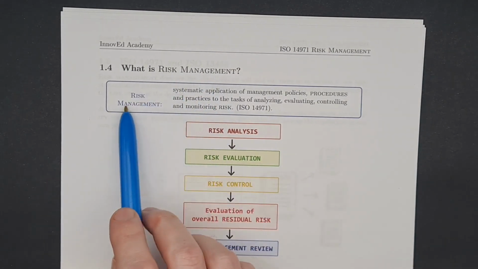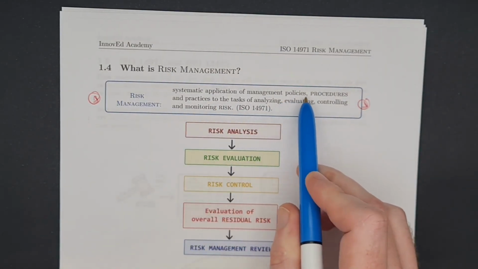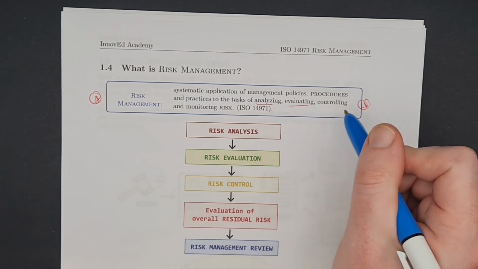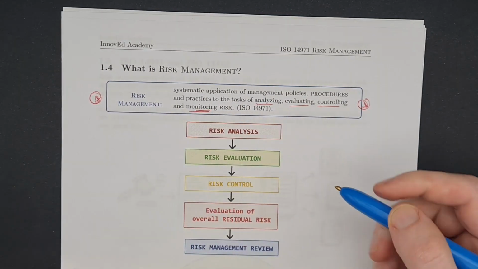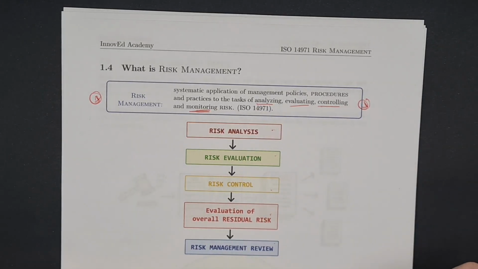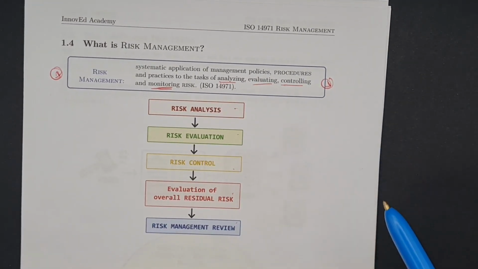And so we have our definition from the previous lesson: the systematic application of management policies, procedures, and practices to the tasks of analyzing, evaluating, controlling, and monitoring risks. So we can see it's kind of a step-by-step process, and these are the major elements of it. We're going to walk through this with a bit of an example to help you gain a more intuitive grasp of what exactly we mean.